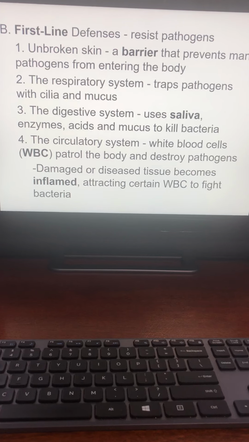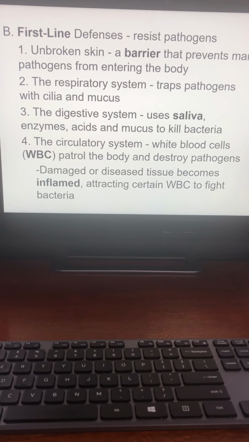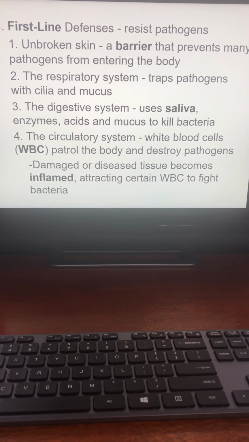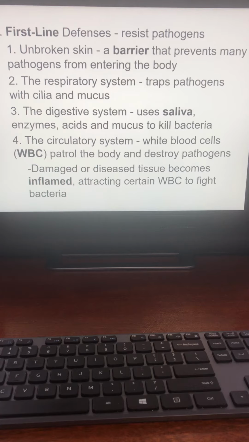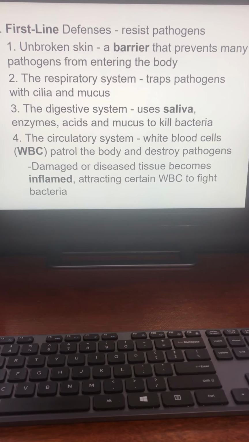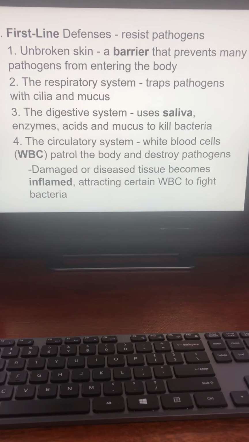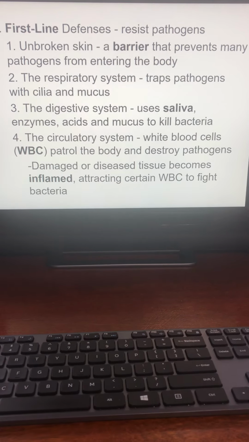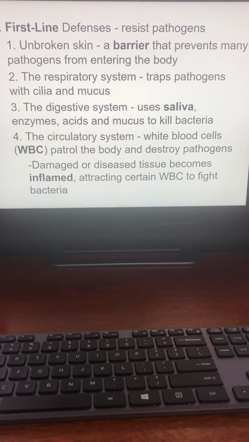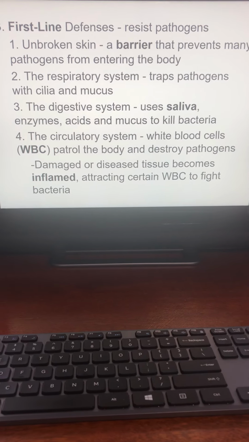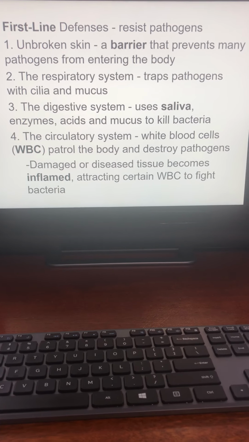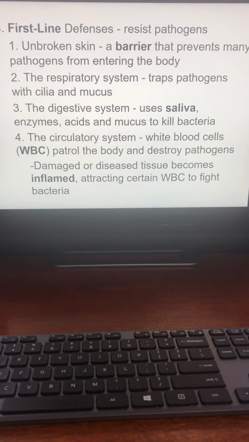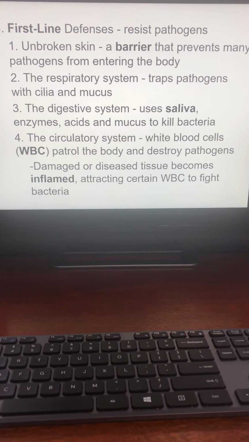Okay, we do have some lines of defense, first lines of defense, that try to resist the pathogens and keep them out of our body. The first is obviously our integumentary system, which is our skin. You may have learned about that in health. The skin is going to act as a barrier, and it prevents many of the pathogens from entering the body. But if you do have cuts and open sores, then that does lead to some of the pathogens being able to enter.